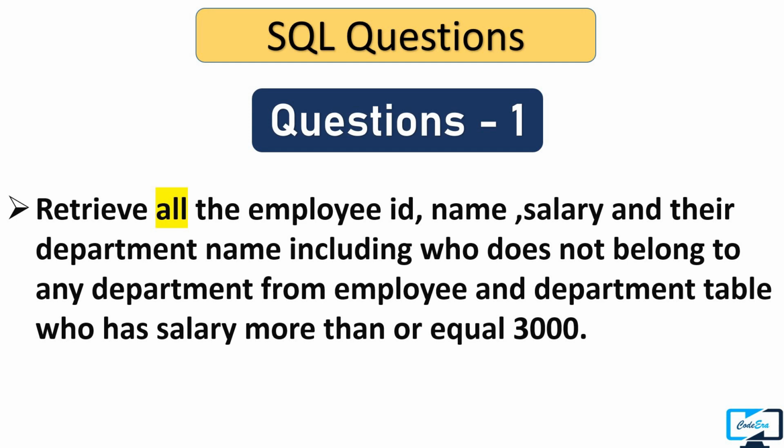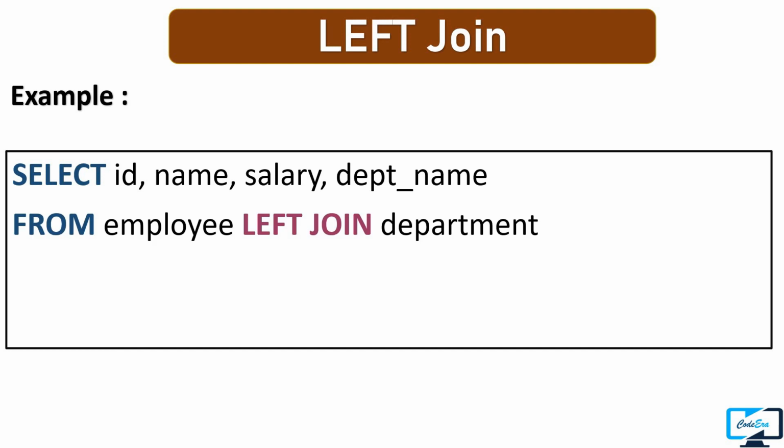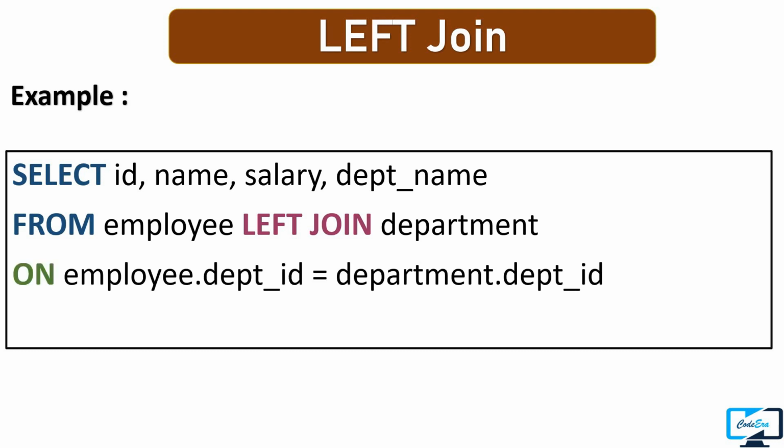So guys, to solve this question we will write select ID, name, salary and department name. After this we will write from employee left join department. So here the employee table is the left table and the main table also. After this we will write our joining condition. So we will write on employee.department ID equal to department.department ID. And in the last we will write the where clause, because in the question we want all those employees whose salary is more than or equal to 3000. So we will write where salary greater than or equal to 3000. So now let's execute this query.